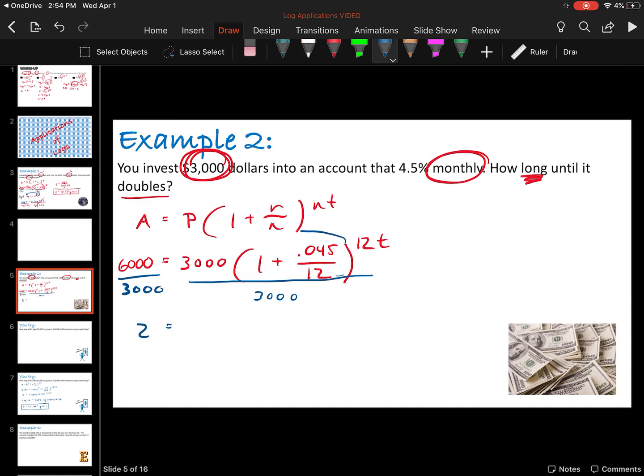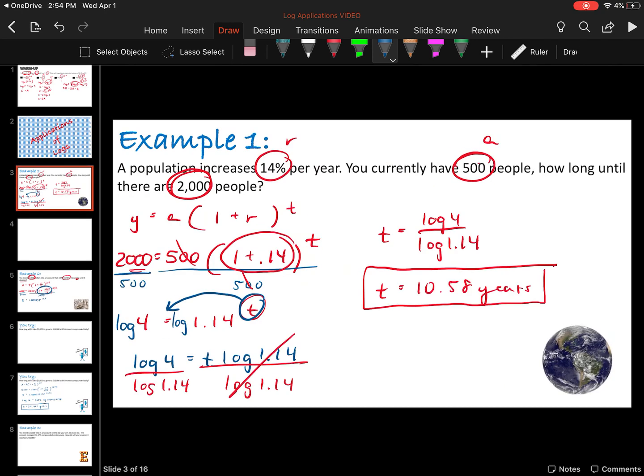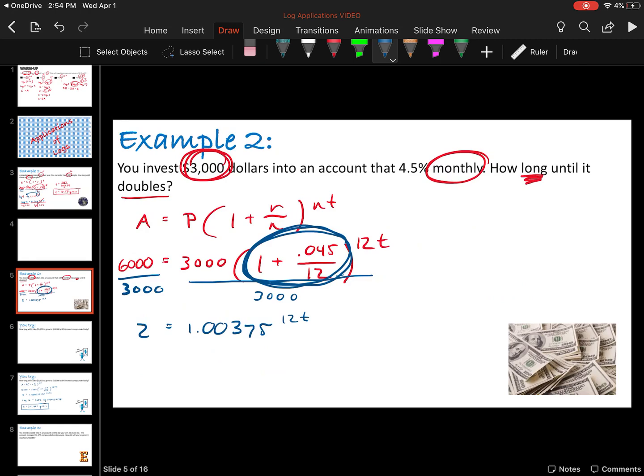and then I'm also going to type this part in my calculator so I can get an answer for it. That comes out to be 1.00375, and then to the 12t. And then if you think where we're at right now, it's just like what we did in the first problem. So from here, we took the log of both sides. So I'll take the log here, the log here. We know that this is going to come down out front, so I'm going to end up with log of 2 is equal to 12t log of 1.00375.